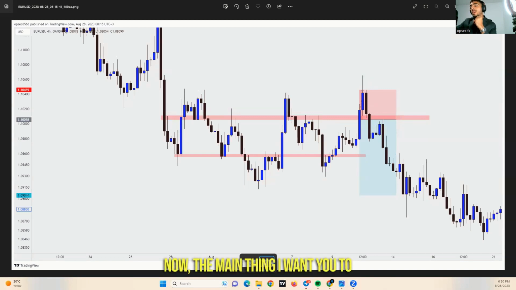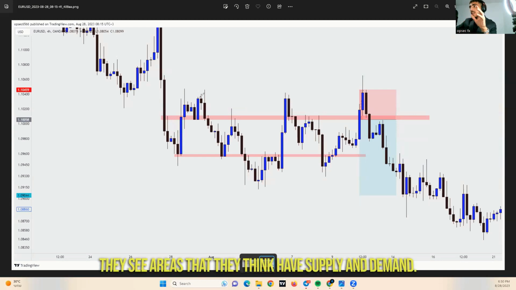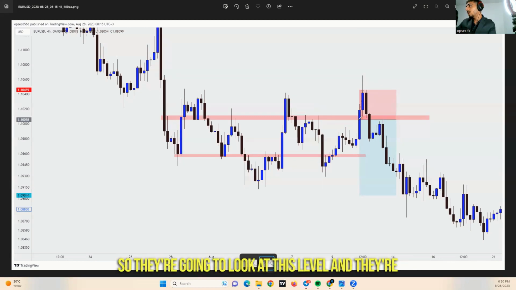Now, the main thing I want you to take away from here is how retail thinks. You need to understand how they think. They see support and resistance levels. They see areas that they think have supply and demand. So they're going to look at this level and they're going to think, okay, here we can go short with our stop loss at the first high above resistance.